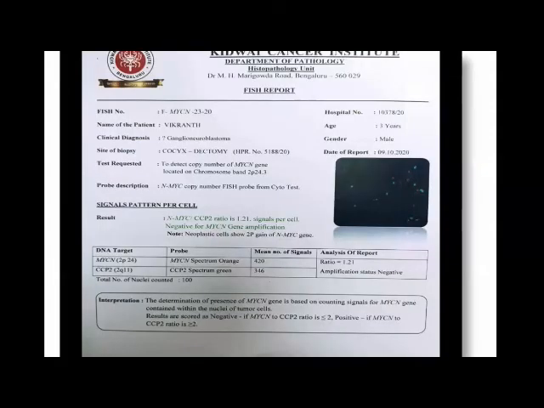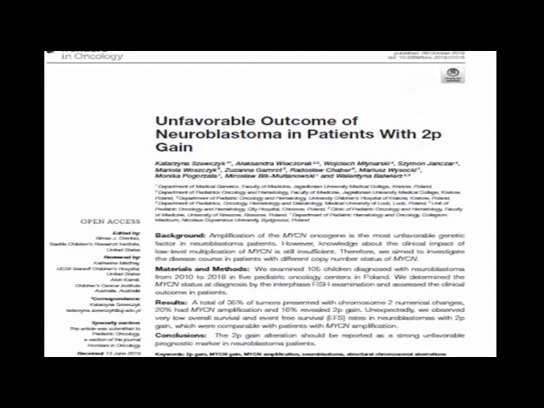Moving to the FISH, today we have got the report. The neoplastic cells show 2p gain of the NMYC gene. And as the article suggests, the 2p gain alteration has an unfavorable prognosis for neuroblastoma patients.